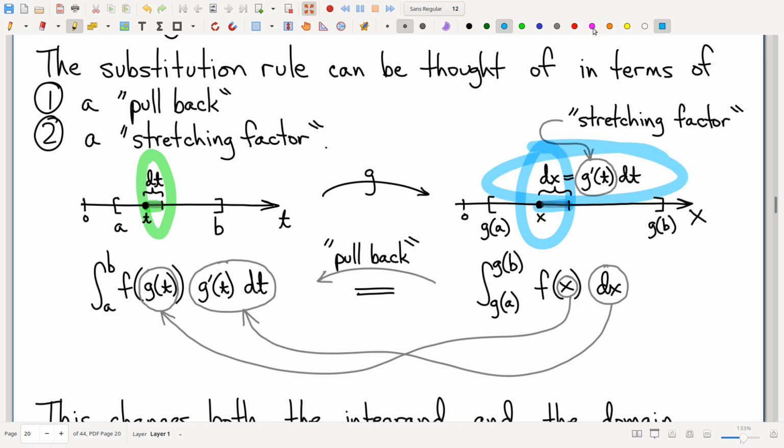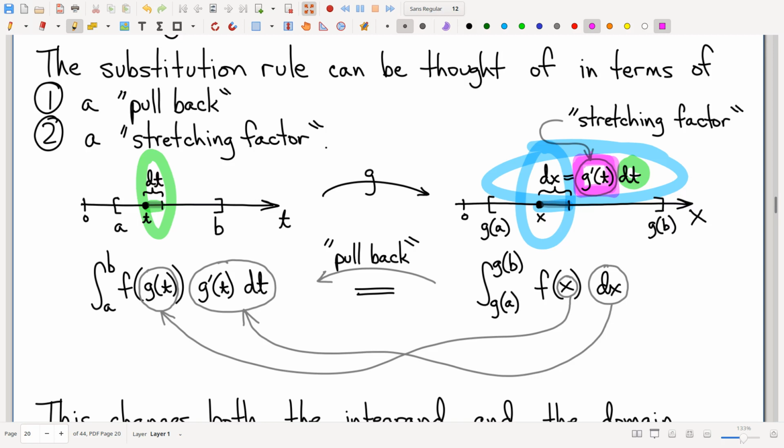dx is going to be the derivative times dt. Specifically then, this g prime is what we multiply by the input change dt to get the corresponding output change dx. All right? Okay. And now, I'm going to revert back to thinking of these as representing sizes.